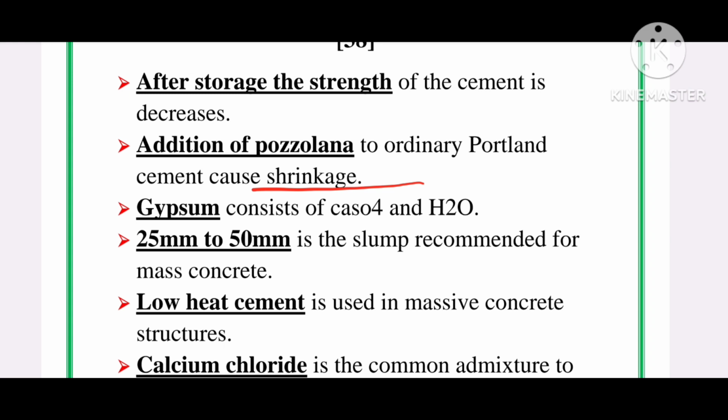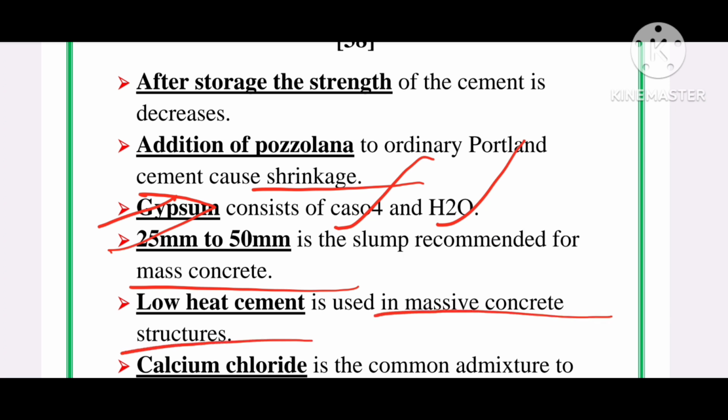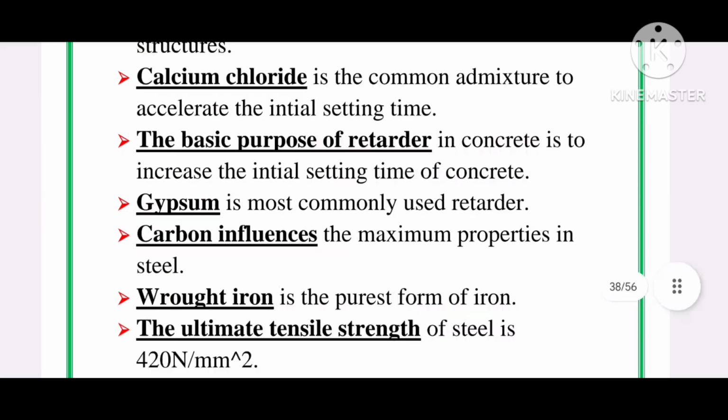Gypsum consists of CaSO4 and H2O. Next, 25 mm to 50 mm is the slump recommended for mass concrete. Then low heat cement is used in massive concrete structures.